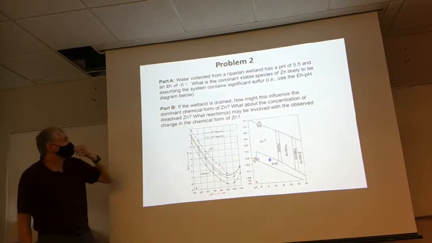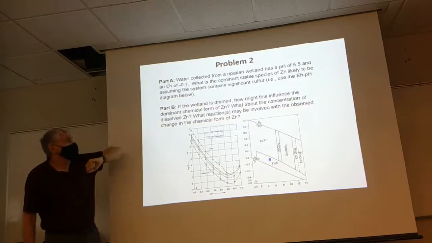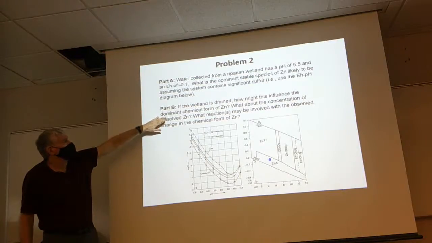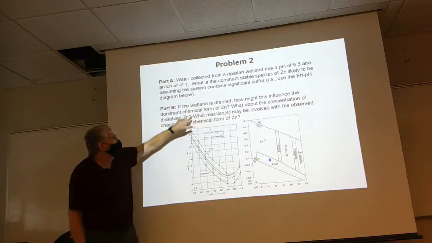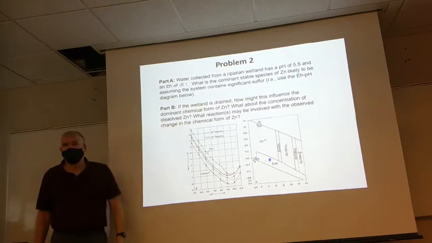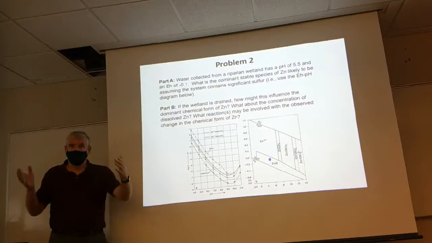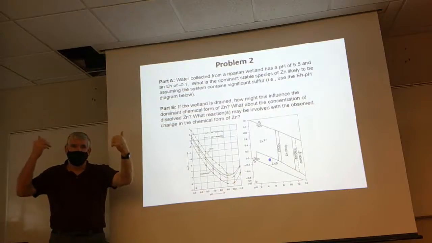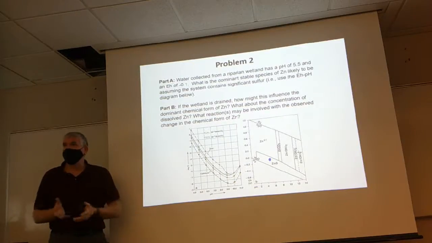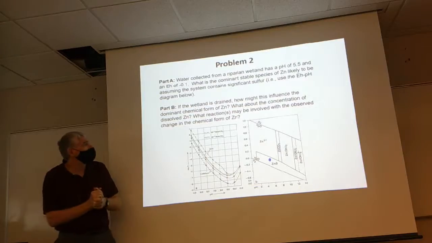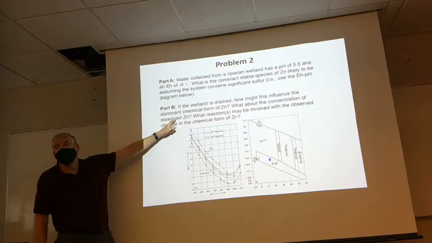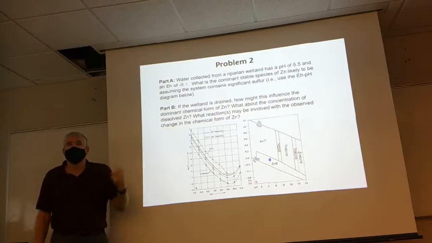Now let's take another one. We're going to take that same wetland and we're going to drain it. And if we drain it, we want to figure out how this might influence the dominant form of zinc. Okay, so we're going to take that wetland, which we know what the EH and pH is. We're going to drain it for some reason, so those sediments get exposed. The water's no longer in it. And we want to figure out what the dominant species is and what it might do to the concentration of zinc in the pore waters in those sediments.